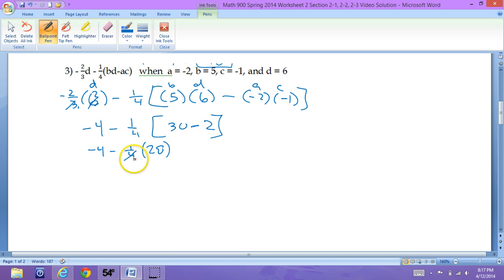Now we can start simplifying. 4 divides 4 once, 4 divides 28 7 times. So we get negative 4 minus, what's the 1 times 7? 7. That's negative 11.